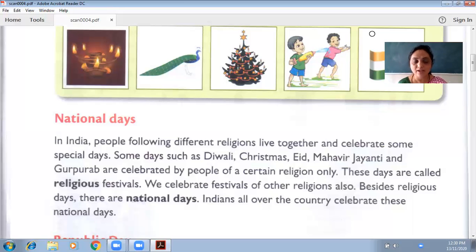What are these called? These are called religious festivals because the people of different religions celebrate them. We celebrate festivals of other religions also. Besides religious days, there are national days. The religious festivals are celebrated in the homes of particular religious people, but all of us together, all religious people, celebrate the national days. Indians all over the country celebrate these national days.